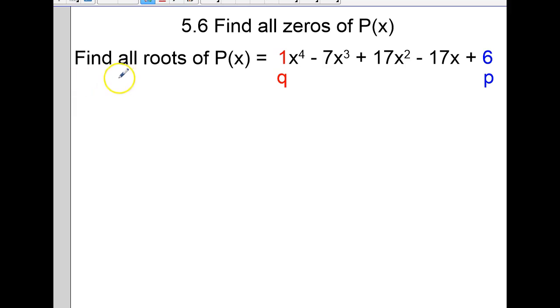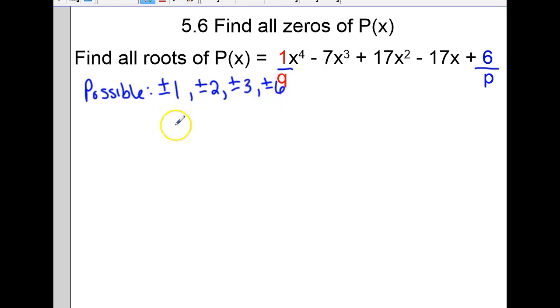All right, we've got to find all the roots. I can't factor this thing. It doesn't have a GCF. What do I do? I use the possible roots that we learned how to do yesterday. This is where I take factors of 6 and divide by all the factors of 1. Anything divided by 1 is itself. So my factors are positive and negative 1, positive and negative 2, positive and negative 3, and positive and negative 6. Once I have this, I'm going to test these.